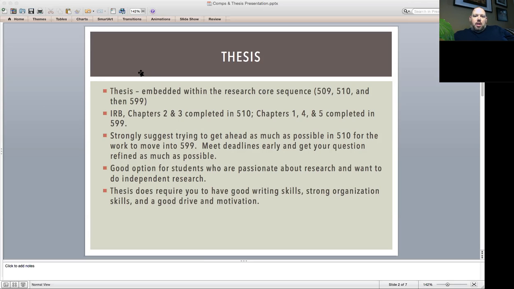Now, every instructor is a little bit different about this, and there are going to be some things that are non-negotiables, but you have to also keep in mind that this is something that is going to be driven by you.